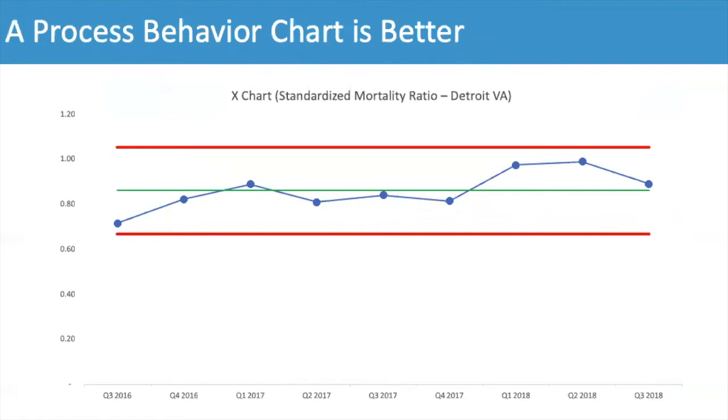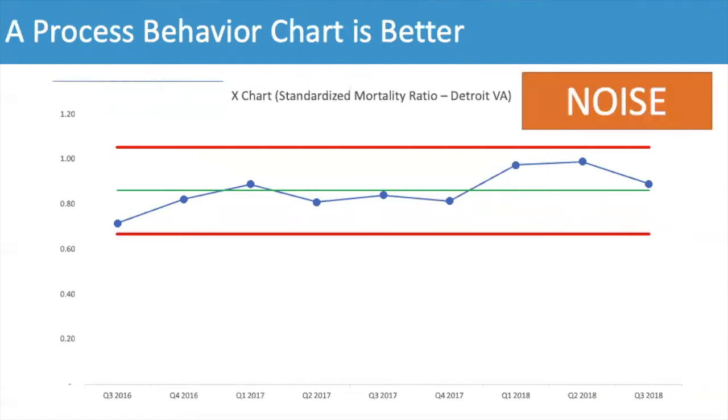And because we don't have any evidence of signals, we don't have any data points outside the limits or any signals from our other rules, I would suggest that we would say this is all noise, that the differences between any of these quarters are not statistically significant. They're not worth explaining. It's not worth getting too excited or too upset about.